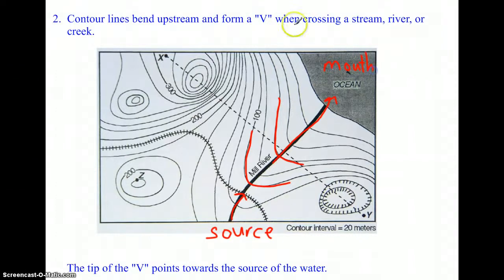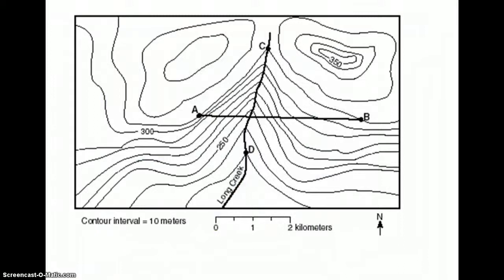Let's practice that skill a little bit. That's an important skill. Let's take a look at this map. I want you to see if you can figure out which way Long Creek would be flowing. All right, so hopefully you notice the contour lines are bending, they're forming V's. And again, the tip of the V shows us the source of the water. So Long Creek is basically flowing towards the south, slightly west, so southwest or south.